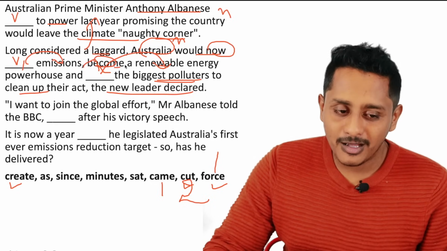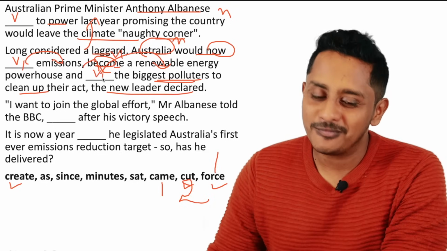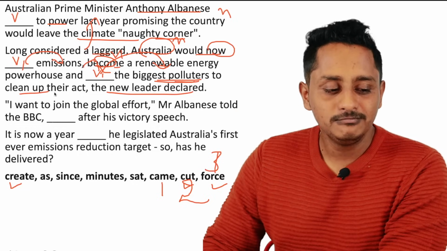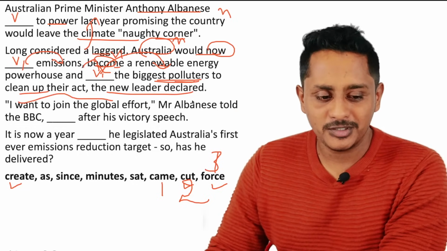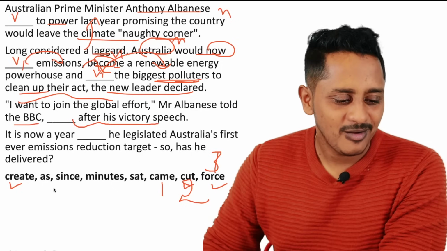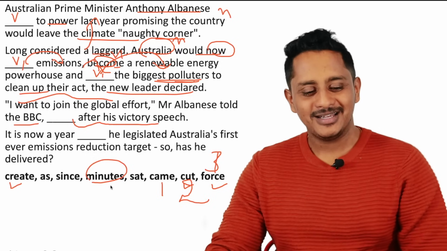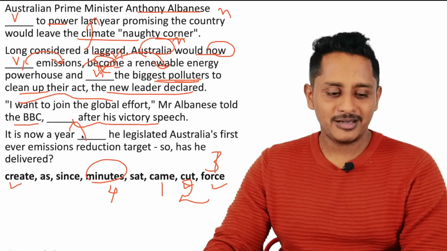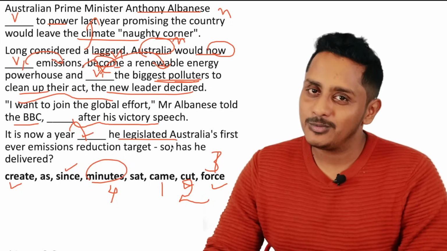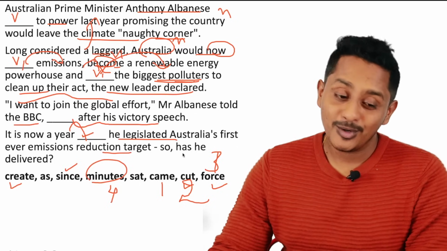See here, become a renewable energy powerhouse and force someone. This is a verb one here. Here also one more verb one. Force the polluters. Polluters are people around. Force the polluters to clean up their act. I want to join the global effort, he told BBC dash after his victory speech. Shortly after or minutes after, collocation. Isn't it? Minutes after the victory speech means immediately. This is going to be four. It is now a year dash he legislated. It's now a year since he legislated, or it's now a year as he legislated Australia's first ever emissions reduction target. So as he delivered, no, that they're asking.